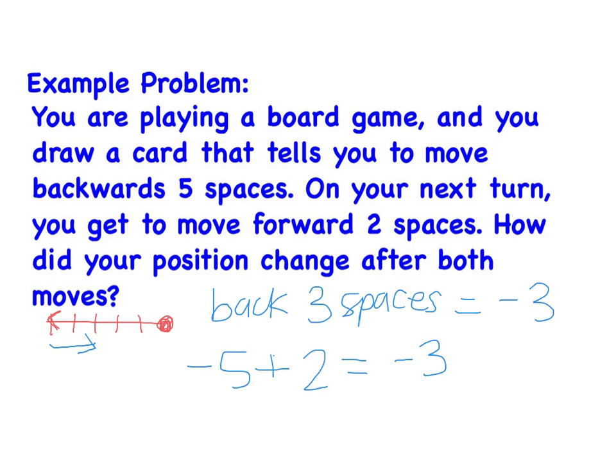Now, this is different from the previous example where we subtracted a negative or added the values together. It's not asking how far did I travel total. That would be 2 subtract -5 or 7 total spaces. It's asking me how did my position change after both moves. And the answer to that question is at the end of that, I moved backwards a total of 3 spaces compared to my starting position. So you want to make sure that you're really making sense of the problem before you jump into a solution method.